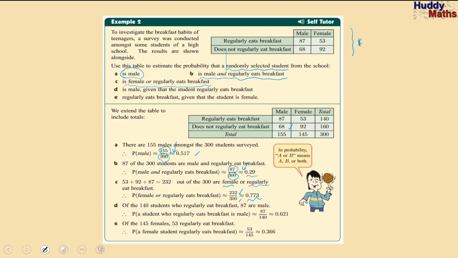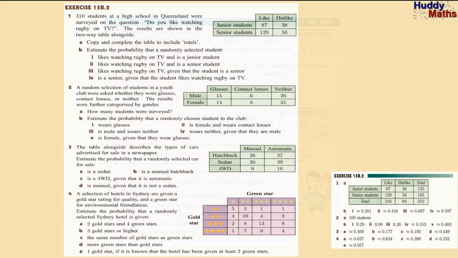Let's have a look at D. Is male given that? Oh, now we saw a bit of this before. Given that the student regularly eats breakfast. So in other words, we're told the student is on this line. They have provided a new condition. This is called conditional probability. So what's the probability of the student being a male.